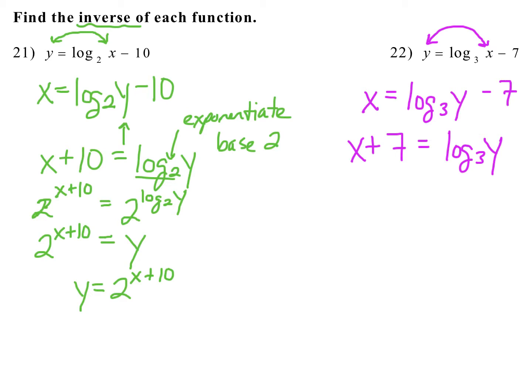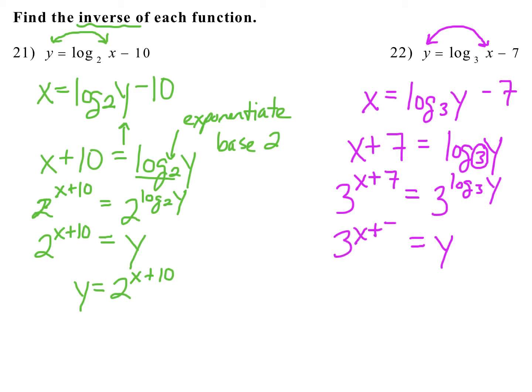And again, I'm going to exponentiate. This time I'm going to exponentiate using a base of 3. So 3 raised to the left side, x plus 7, equals 3 raised to the right side, log base 3 of y. That has the effect on the right side of getting the y by itself, and on the left side we have 3 raised to the x plus 7. Again, there's nothing else that needs to be done except maybe rewrite in our more traditional form. y equals 3 to the x plus 7.